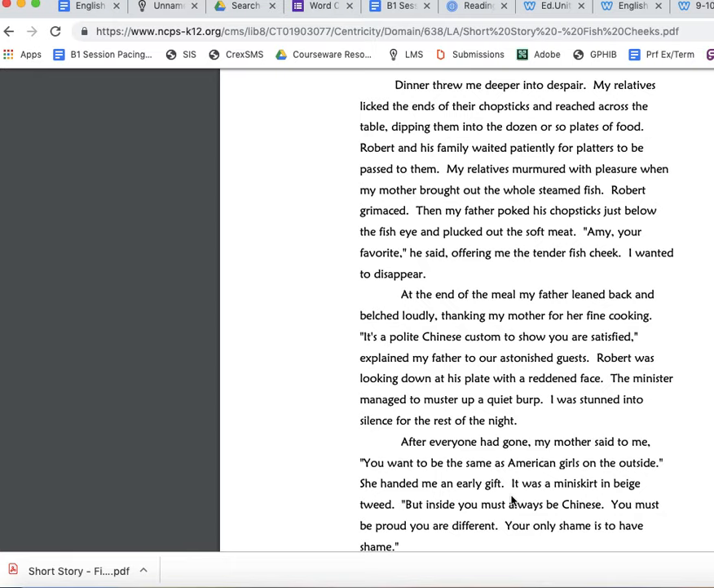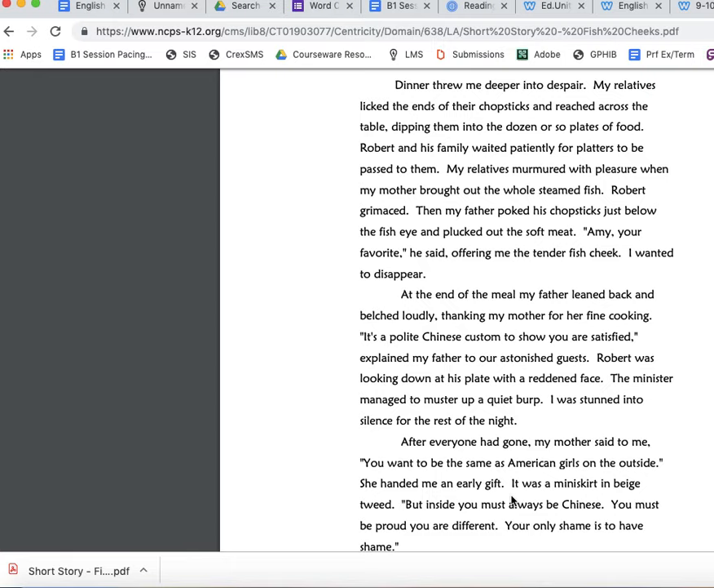"Dinner threw me deeper into despair." There's another important word there, the word despair. "My relatives licked the end of their chopsticks and reached across the table, dipping them into the dozen or so plates of food. Robert and his family waited patiently for platters to be passed to them. My relatives murmured with pleasure when my mother brought out the whole steamed fish. Robert grimaced.